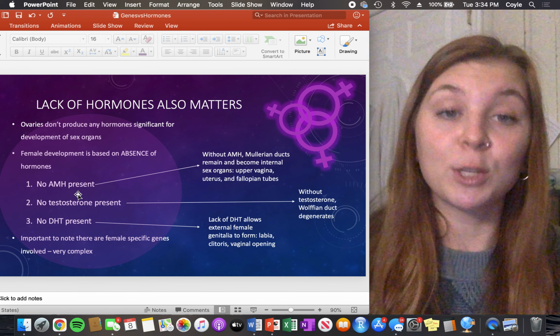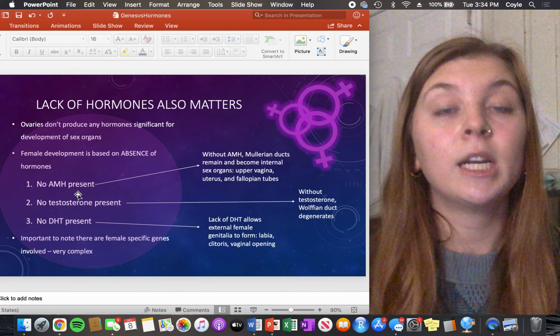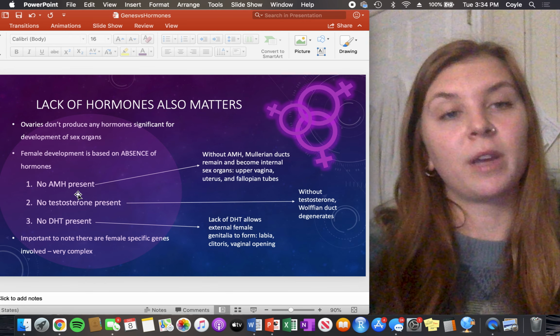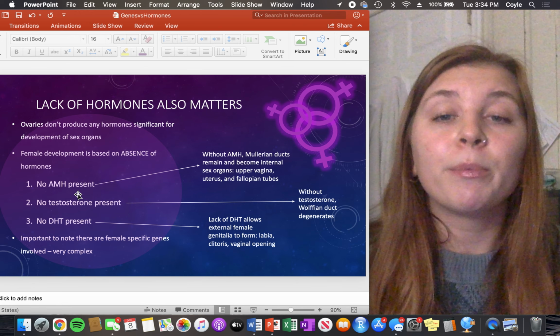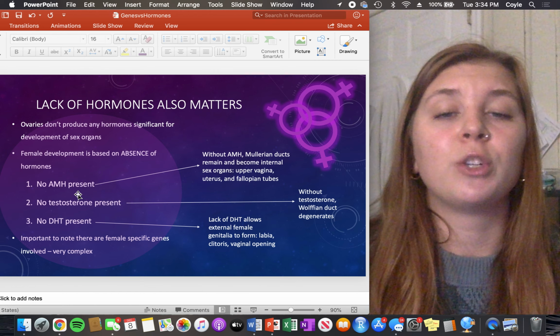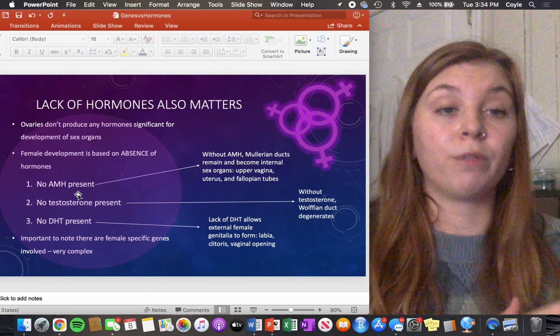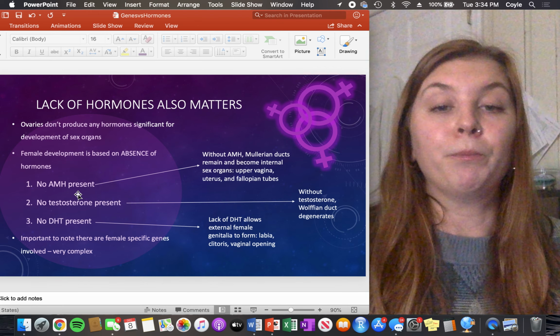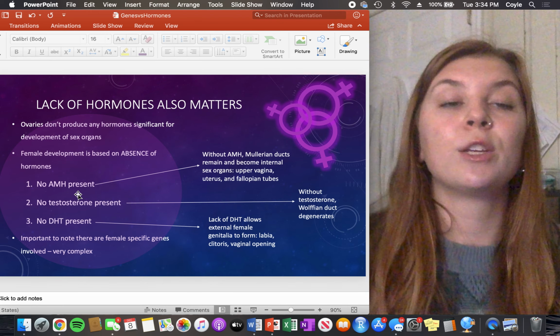Without testosterone present, the Wolffian duct degenerates. So now we're just left with the Müllerian duct becoming the internal sex organs. And finally, there is no DHT present, which allows external female genitalia to form. Again, the default is for the external female genitalia to form, like the labia, clitoris, and vaginal opening. DHT pushes forward the male external, and without this, the female is the default.